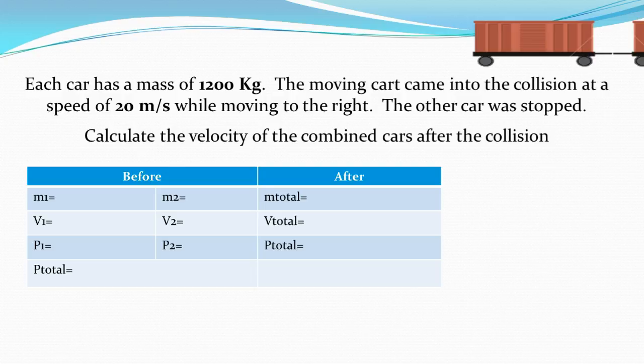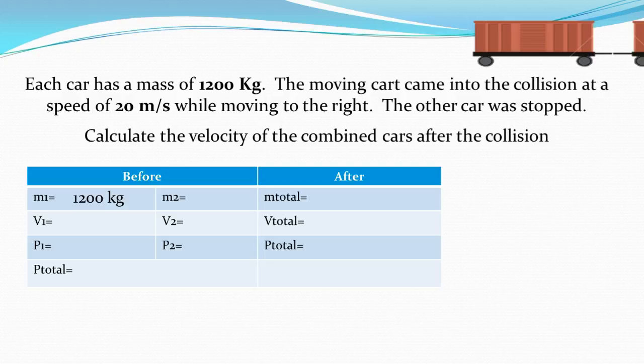Set up your data as before and after. I have two masses, two velocities, and two momentums beforehand to represent the two cars. Afterwards, they're combined together. This is an inelastic collision. So there's only one mass, one velocity, one momentum. Notice that if I have two objects, I have to have a mass, velocity, momentum for each of them, and then a total momentum altogether.